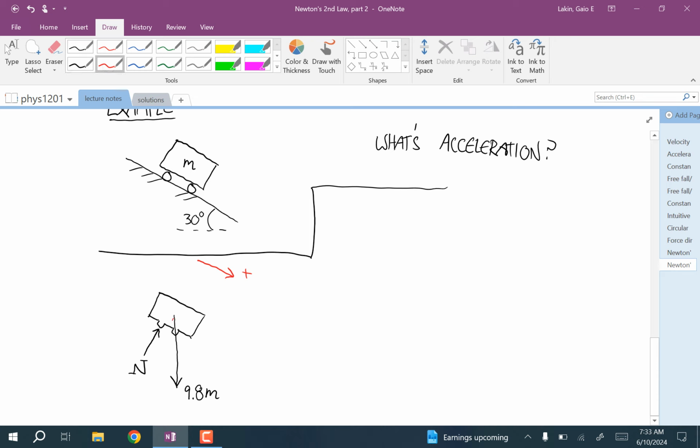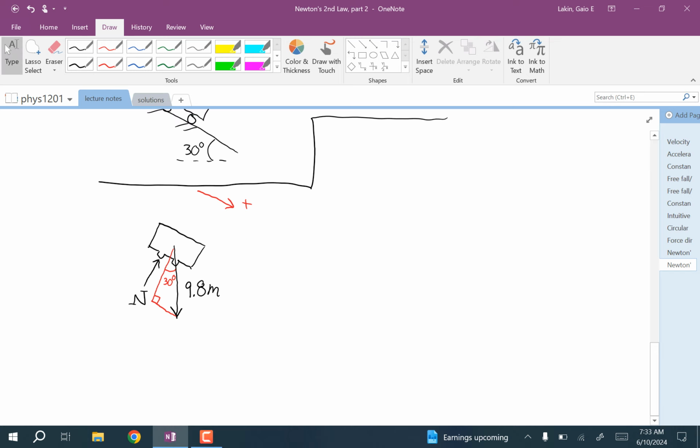And we're going to break up this weight force into a part that's perpendicular to the line of motion and a part that's parallel. So that's a right triangle. This angle is 30 degrees. This 9.8 m is the magnitude of the hypotenuse. And the part of this that's going to go into Newton's second law is the part that's parallel to the surface. So that's going to be the part that has a magnitude of 9.8 m times the sine of 30 degrees.